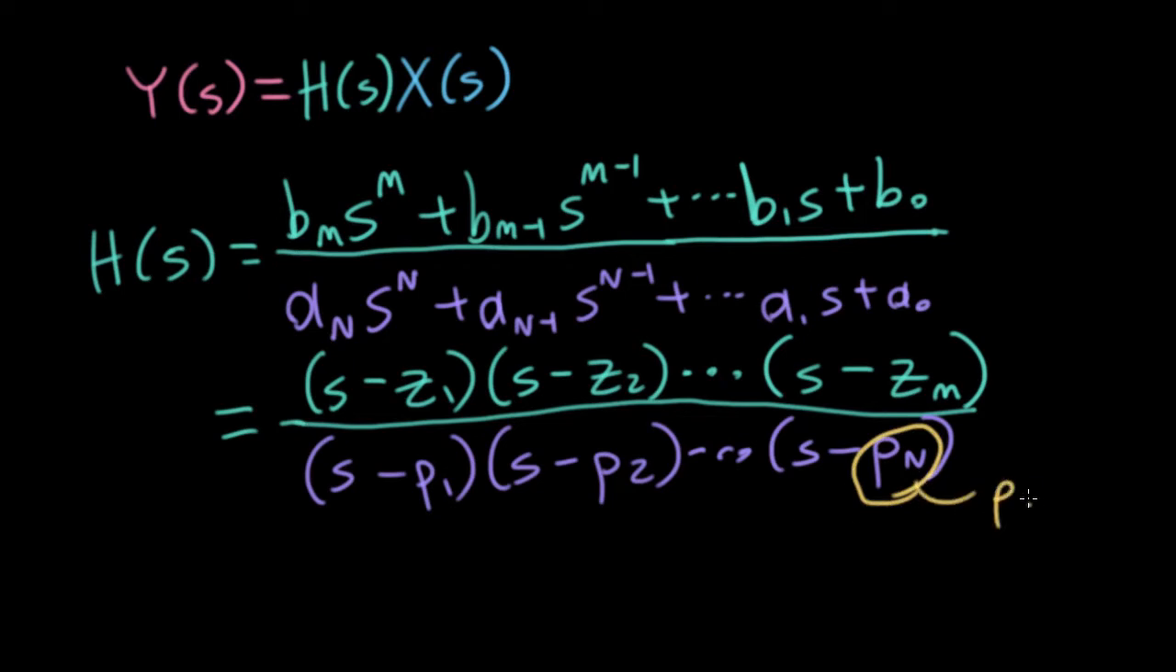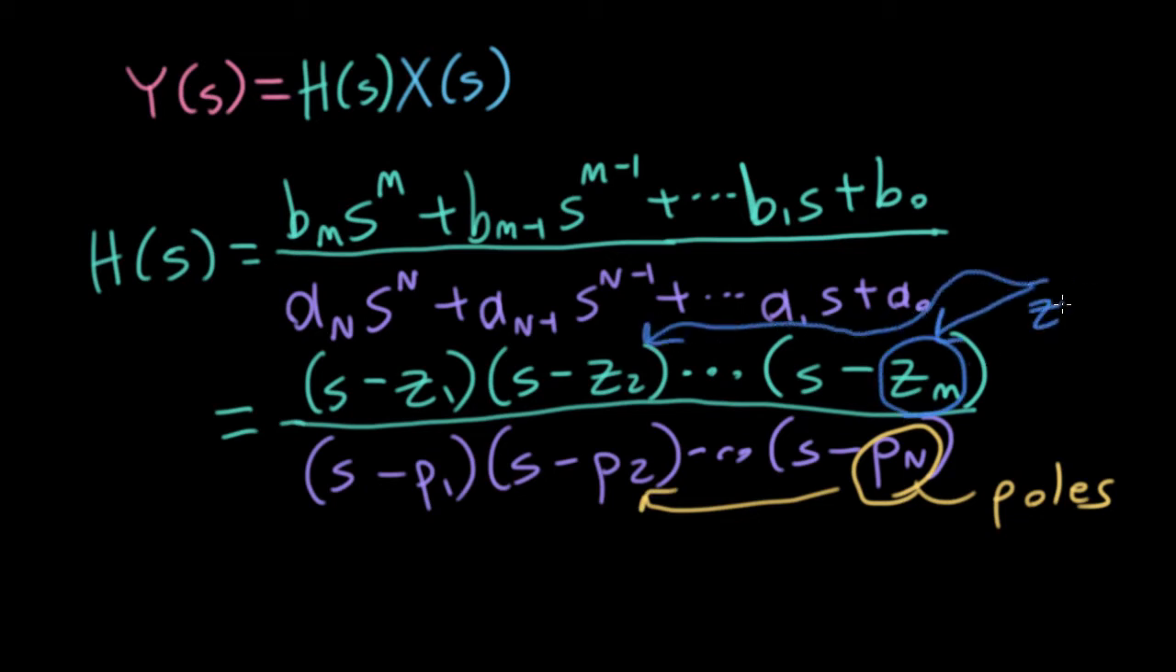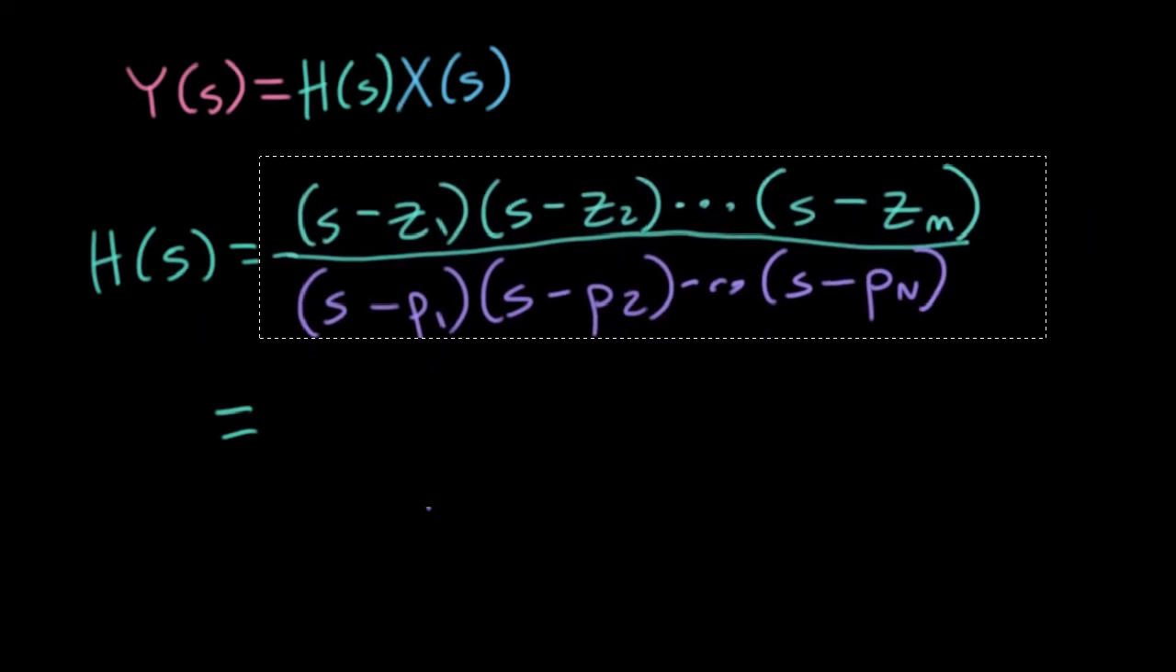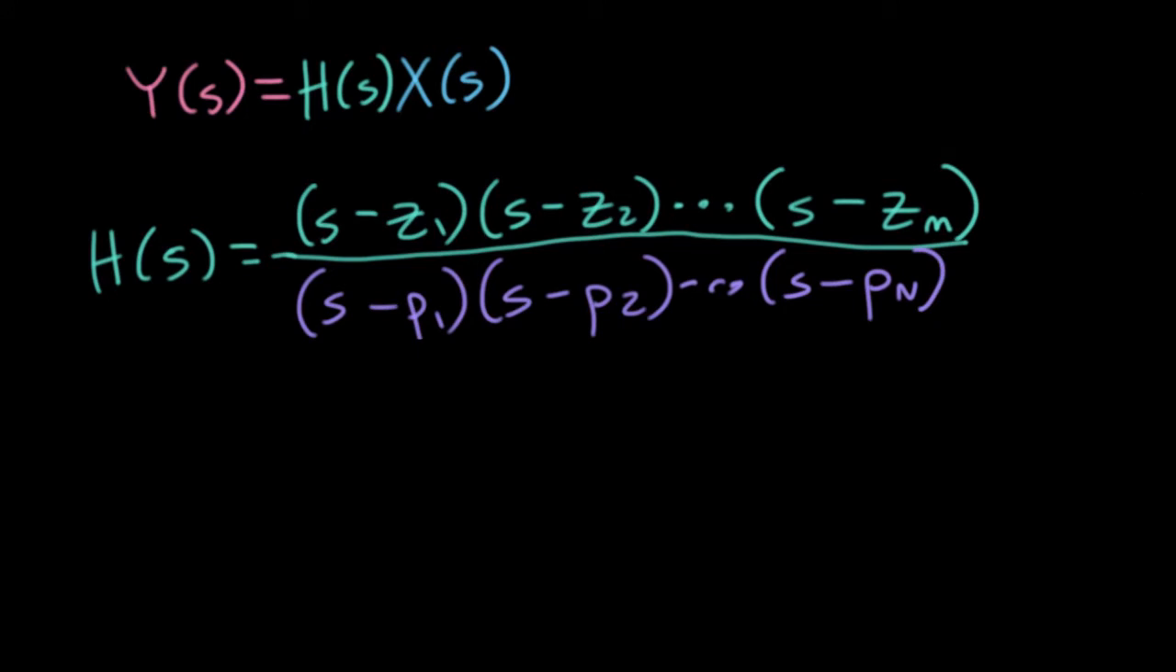Our terminology is that these roots of the denominator are called poles, and the roots of the numerator are called zeros. The net effect is that if you take a pole and plug it in for s, the transfer function blows up to infinity, but if you take a zero and plug it in for s, then the transfer function is 0. Let's first scoosh this up here a bit.